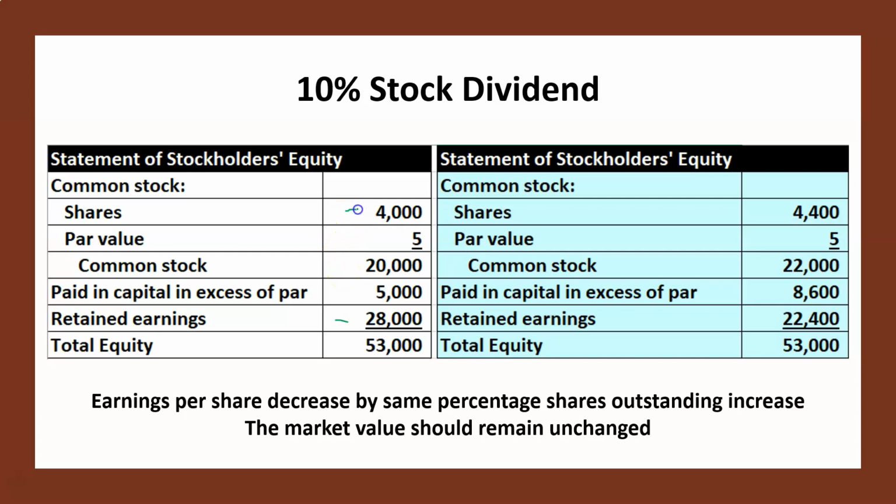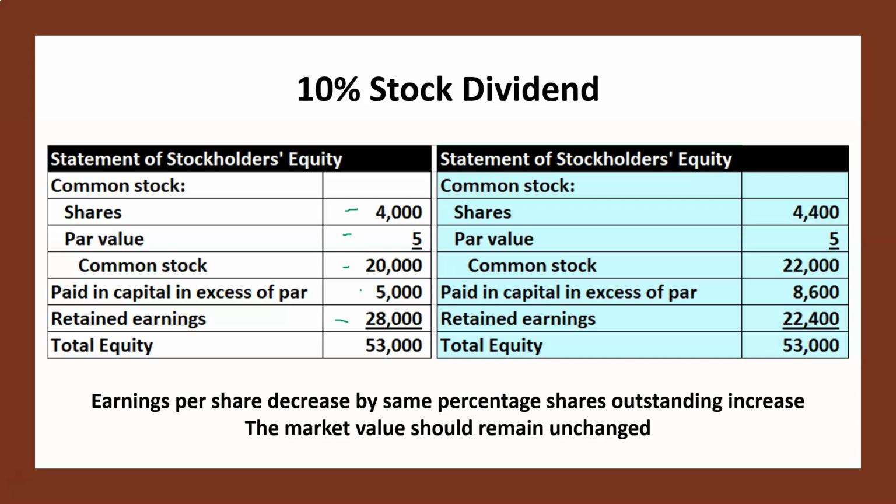The shares here are going to go up because there's going to be more shares outstanding. The par value will not change, so the par value will remain the same, but the shares will have gone up, and therefore the common stock will be impacted. It will go up, and then the difference between the change in the retained earnings and the change in the common stock that results is going to be what happens to the paid in capital, the change in the paid in capital in excess of par.